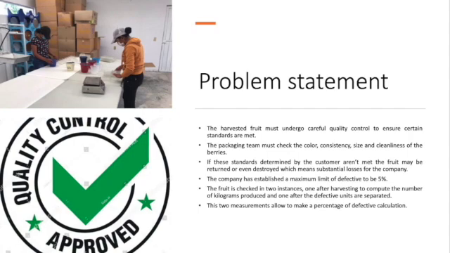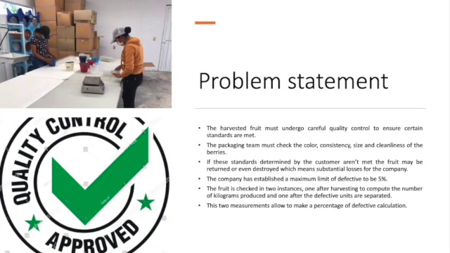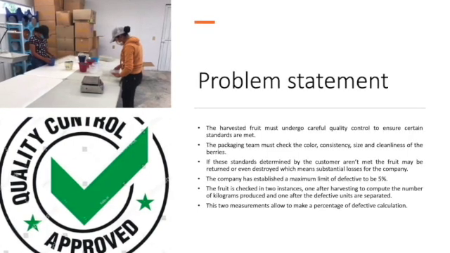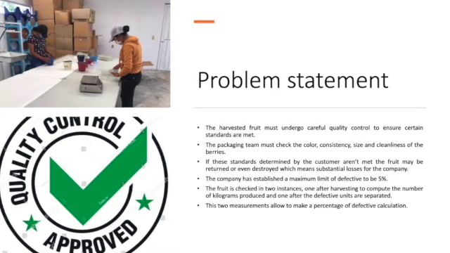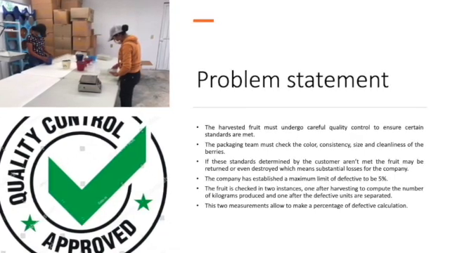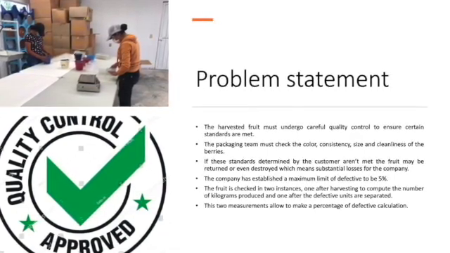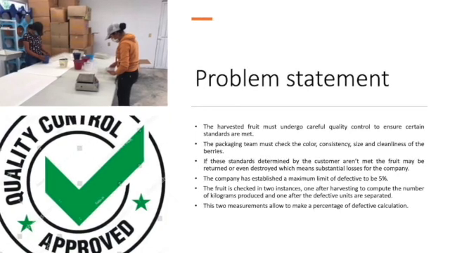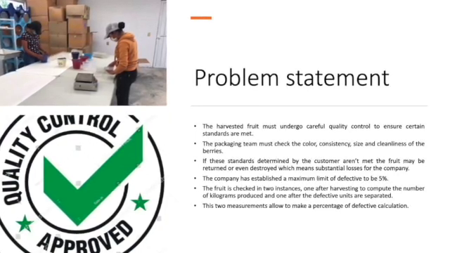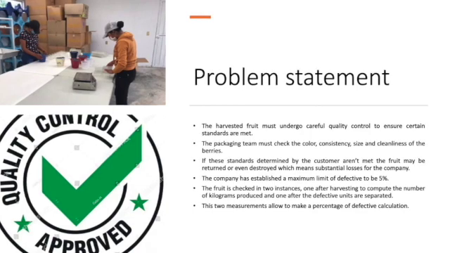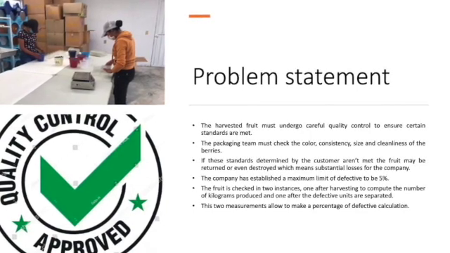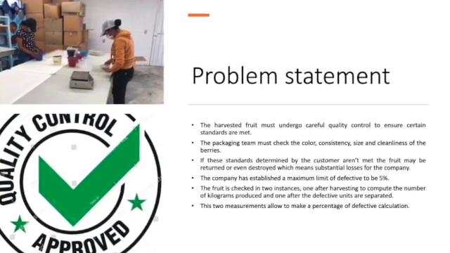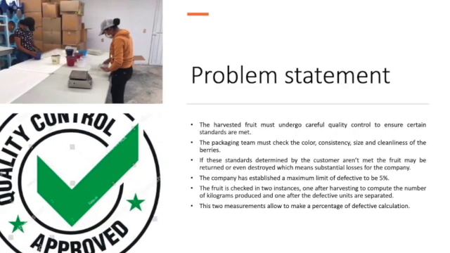The problem statement is that the harvested fruit must undergo careful quality control to ensure certain standards are met. The packaging team must check the color, consistency, size, and cleanliness of the berries. If these standards determined by the customer aren't met, the fruit must be returned or even destroyed. This means substantial losses for the company.